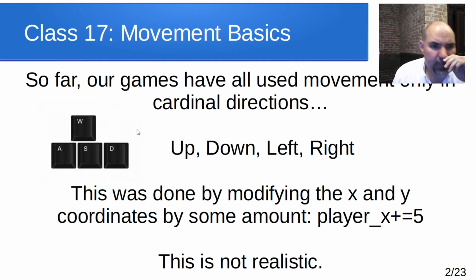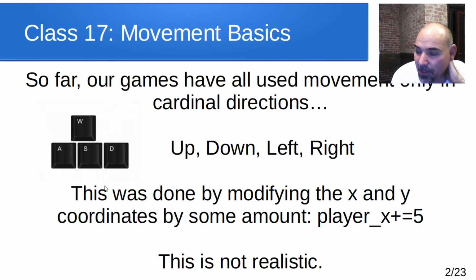So digging in, so far all of the games and programs that we've written that had stuff move around on the screen moved only in the cardinal directions, meaning left, right, up, and down. And we use the WASD keys, traditional keys for controlling something in a game. So A moving left, D moving right, W up, S down. And the way we made something move was we modified a variable by some amount.